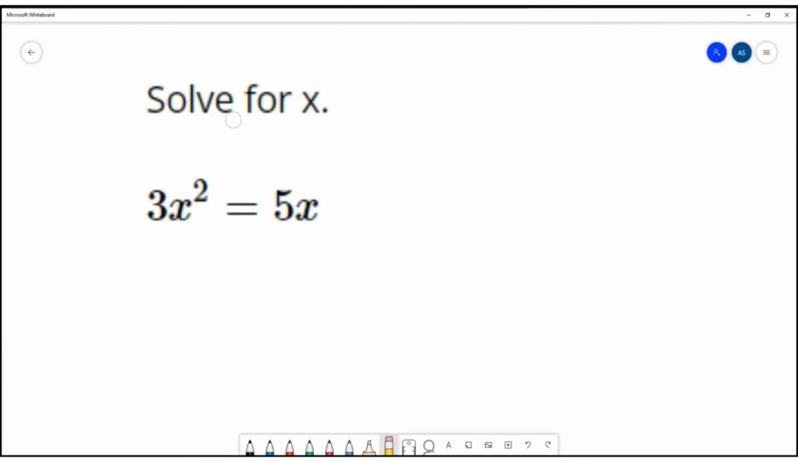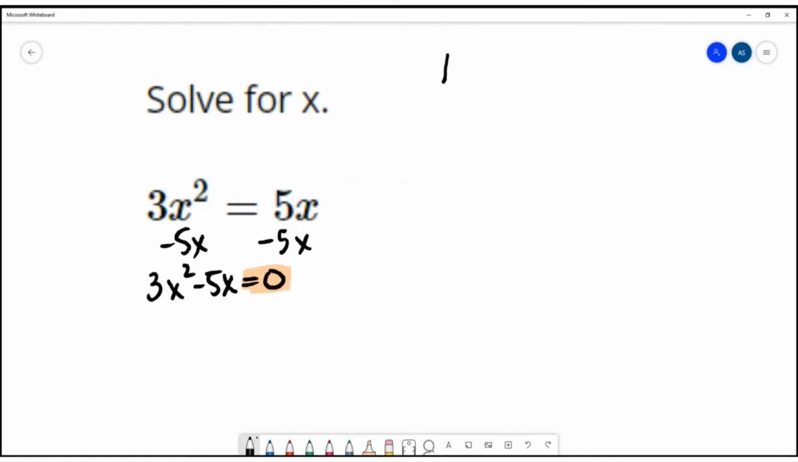On this example, we want to solve for x. We have 3x squared equals 5x. And when I solve an equation like this that has a higher power, I select all the terms on the same side. I'm going to subtract 5x, and that gives 3x squared minus 5x. I want to collect all the terms on one side because I need a 0 on one side of the equation.